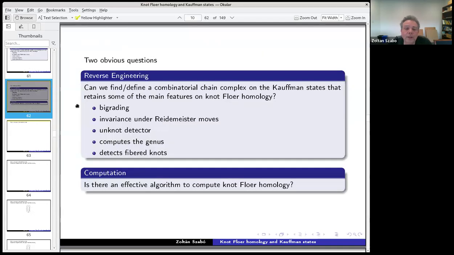This kind of reverse engineering question in its full glory, I think it's still a fascinating problem because Kauffman states are so simple. And you would expect that one eventually will come up with a different, simpler kind of chain complex on Kauffman states with these kind of properties. So perhaps I would stop the lecture now, and I'll try to answer questions.